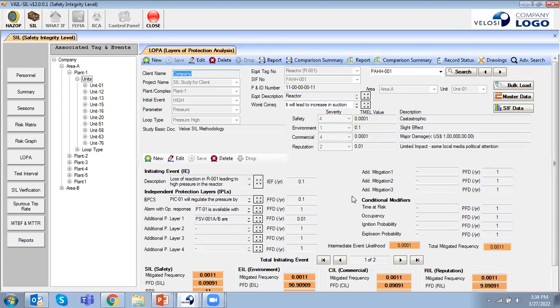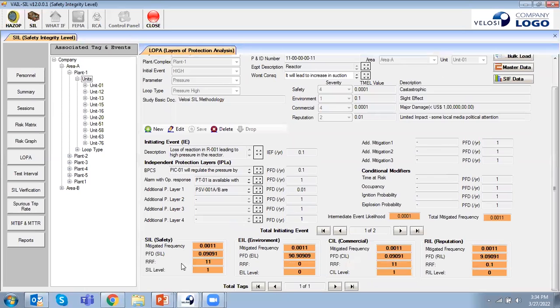So these are the steps I am repeating. First of all, we have to identify, then we have to assign the target value, then the initiating event value and its frequency, then the number of IPLs we have and their values, and we multiply them with each other. We will have a total mitigated frequency. For the calculation of PFD, we divide TMEL by the total mitigated frequency. We will have the PFD. We can calculate RRF by dividing 1 over PFD. Then we look up that table. If the RRF is between 10 and 100, it will be SIL 1. If it is less than 10, it will be SIL 0.